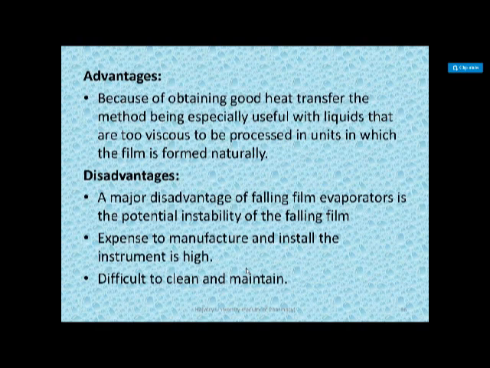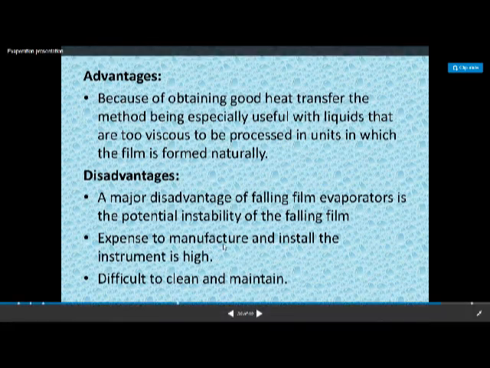So most of the time in industries, whenever you want a concentrated liquid, the climbing and falling film assemblies are both connected with each other. So this is the better advantage of this falling film evaporator.